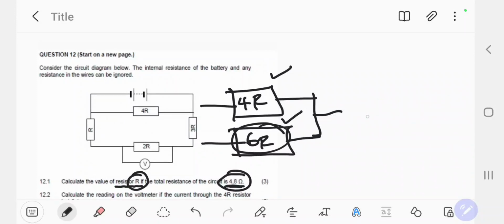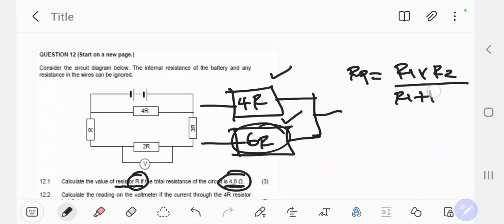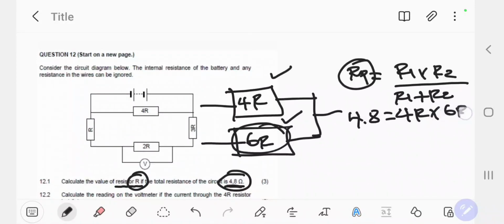We're going to write the formula that represents this parallel connection. We can have RP equals R1 times R2 over R1 plus R2. So what is going to be your RP there? We're going to substitute RP as 4.8, because that is the total resistance of the circuit. And then we're going to have R1, I'm going to choose to be 4R, multiplied by 6R, all over 4R plus 6R. I'm just taking advantage of the mathematical principles in order to calculate what we are looking for.